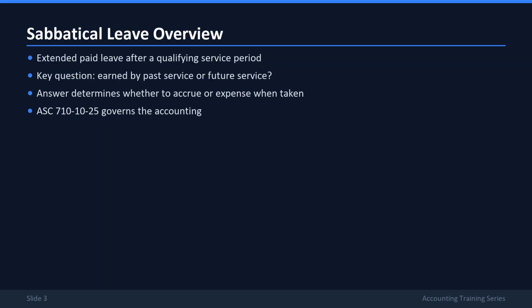Sabbatical leave is extended paid leave granted to an employee after completing a qualifying period of service. The accounting treatment depends entirely on one key question: does the sabbatical benefit the employee for past service rendered, or does it require the employee to continue contributing to the employer during the leave period? If the sabbatical is a reward for past service, it must be accrued over the qualifying period. If the employee is expected to deliver outputs or continue work during the sabbatical, the benefit flows to the employer, and the cost is expensed when the sabbatical occurs.